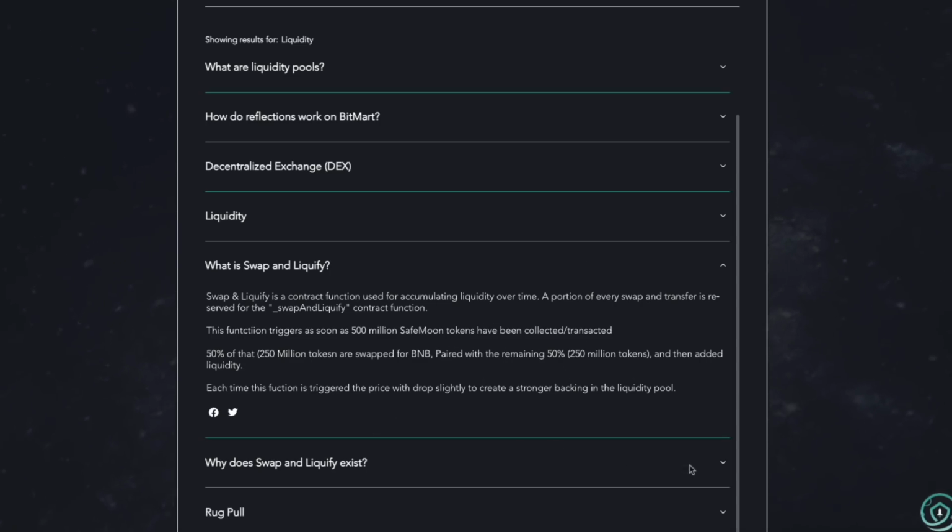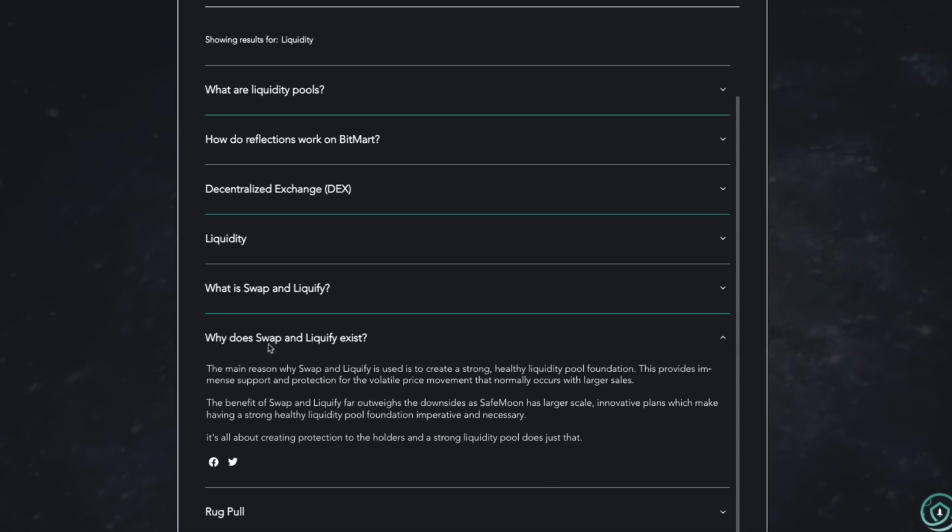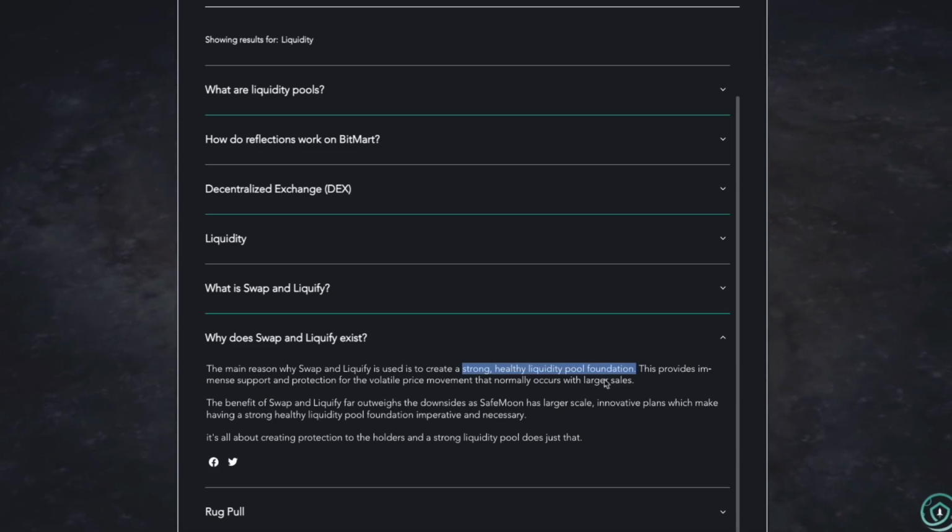Now, if we go down here a little bit more and we read under why does swap and liquify exist, the main reason why swap and liquify is used is to create a strong, healthy liquidity pool foundation. Now, guys, this is super important. You really do need a strong liquidity pool. This provides immense support and protection for the volatile price movement that normally occurs with larger sales. So if a whale sold off, let's say a 20 trillion, actually it would be 20 billion now, wallet, you would see a massive dip in price because it would be pulling from the liquidity pool. It's all about creating protection to the holders, and a strong liquidity pool just does that.